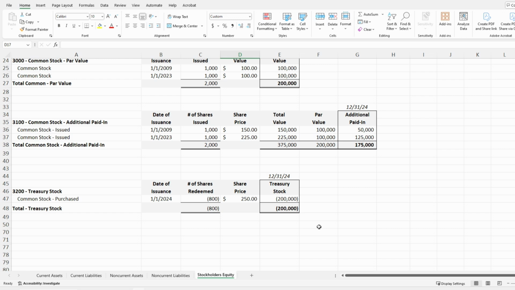For him, it's a note receivable. He's going to be collecting that money in interest. To the corporation, it's a note payable. We owe John McClain that $200,000 plus 8% interest for buying those shares back from him.